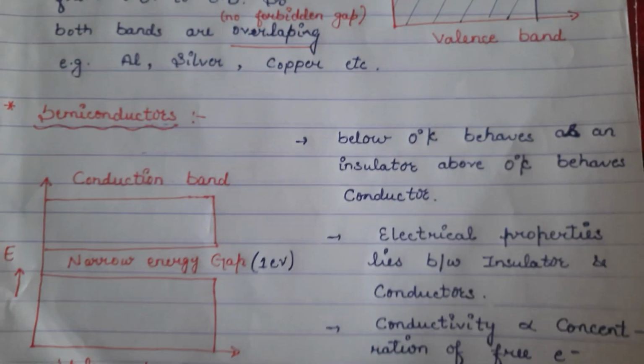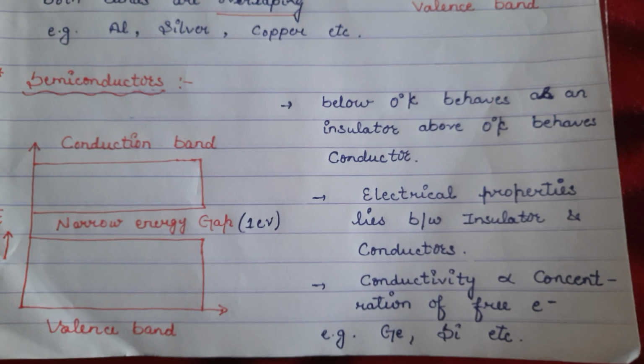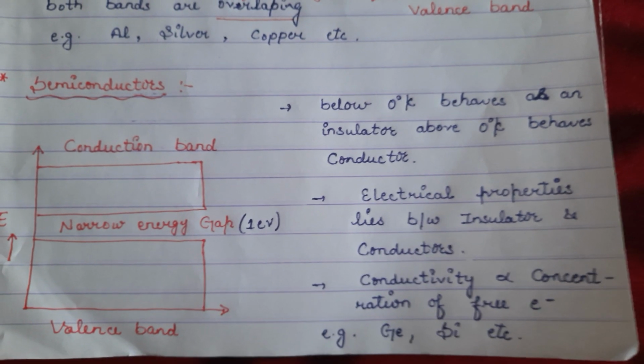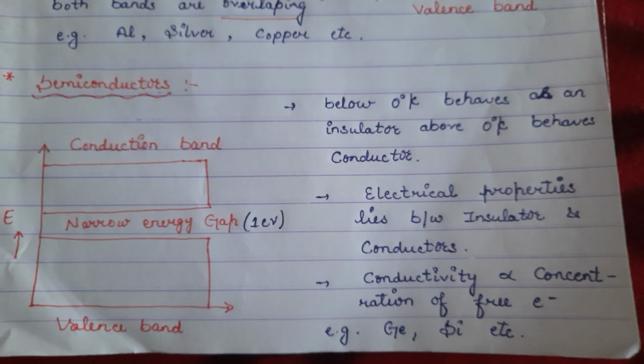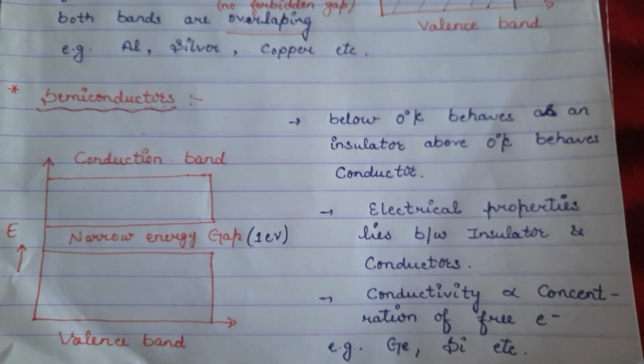The third category is semiconductor. Semiconductors are those devices that at below 0 degree Kelvin temperature behave as an insulator, and above 0 degree Kelvin, they behave as a conductor. So those devices are known as semiconductors.